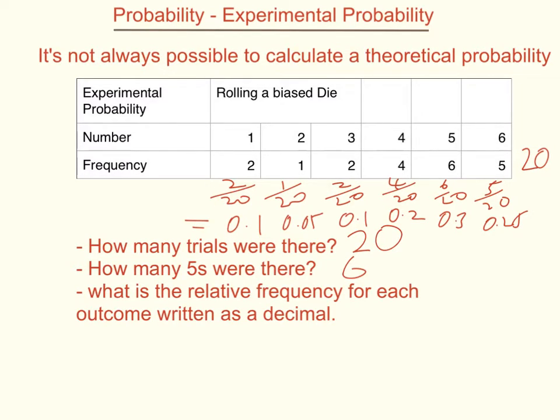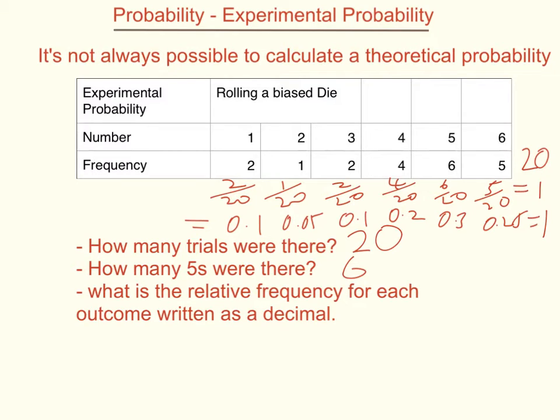If you're not good at changing fractions into decimals, just remember if you get your calculator and do 2 divided by 20, you'll get this number, 0.1. If I do 4 divided by 20, I'll get 0.2. If I add all these numbers up together, they add up to be 1. If I add up all these fractions together, I'll get 20 over 20, which is also 1.